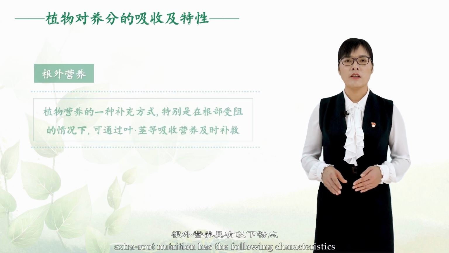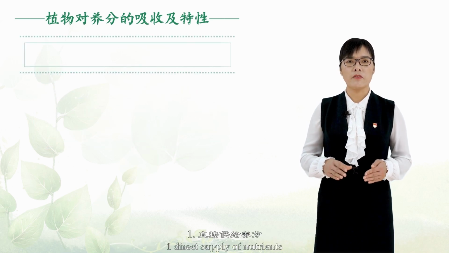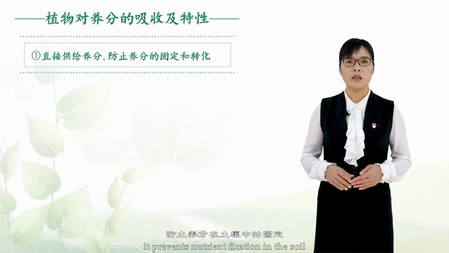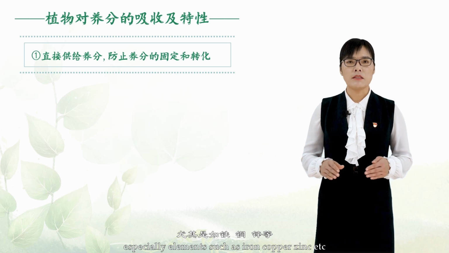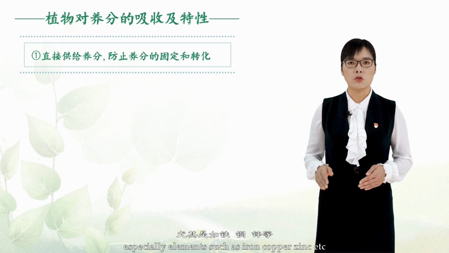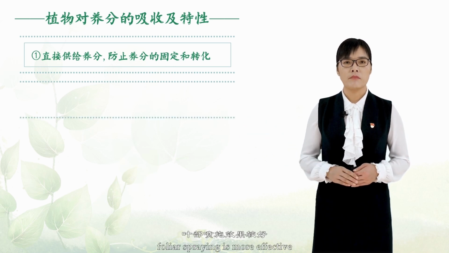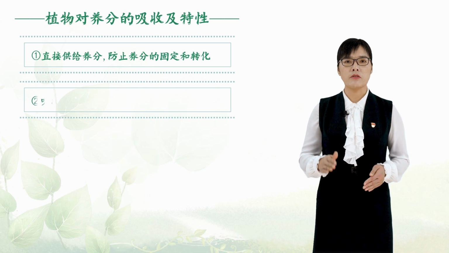Extra-root nutrition has the following characteristics. 1. Direct supply of nutrients. It prevents nutrient fixation in the soil, especially elements such as iron, copper, zinc, etc., that are easily fixed by the soil. Foliar spraying is more effective.